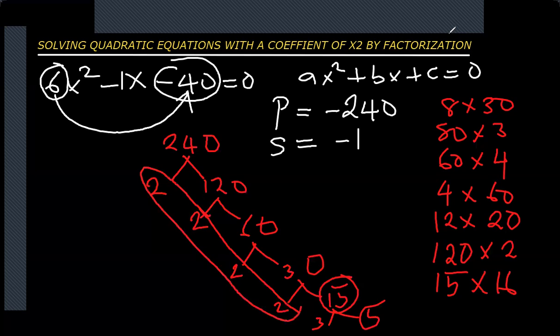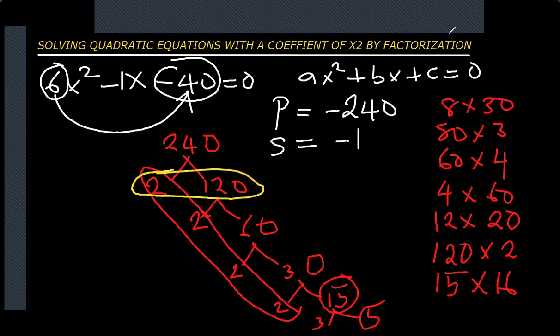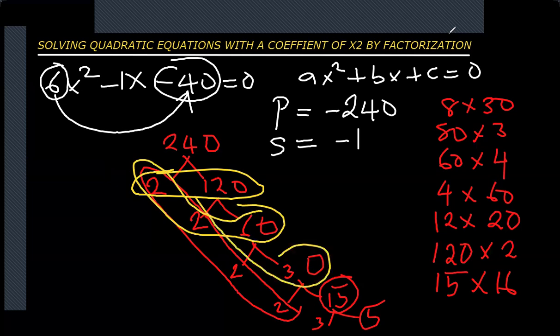So you can try anything. We have 20 times 12, 60 times 4, sorry. So 60 combines with 4, and 2 combines with 120. Then this one combines with those ones, then this one combines with everything there. All right, with everything.